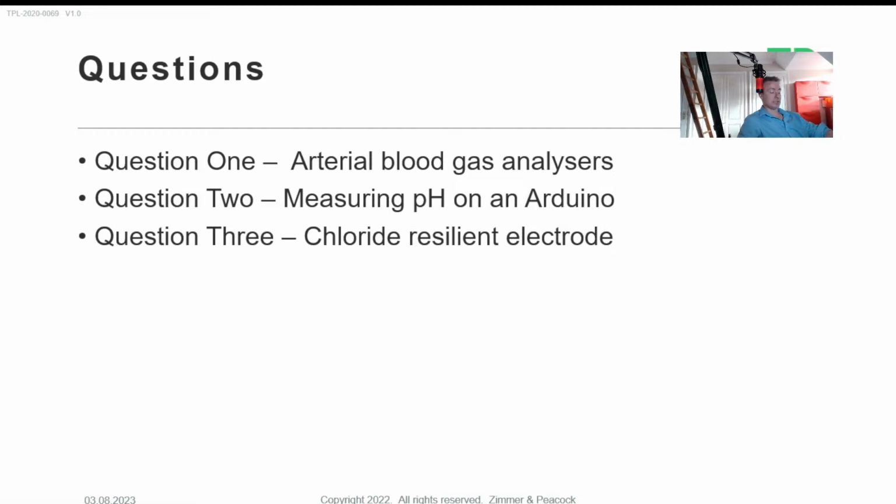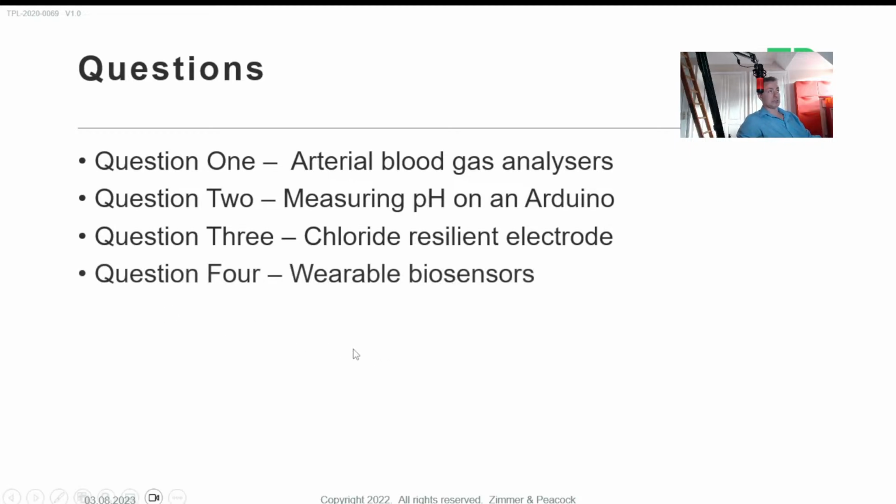In the first instance, I don't ask people to make chloride resilient electrodes, especially if they're doing things like arterial blood gas analyzers. You don't necessarily need it. Getting into chloride resilient electrodes is adding an extra layer of complexity. It's best to really crawl before you start running, I would say.